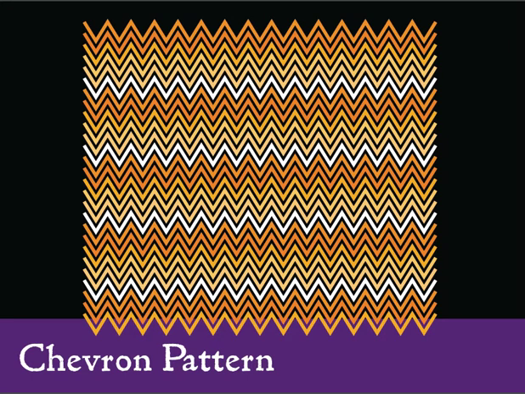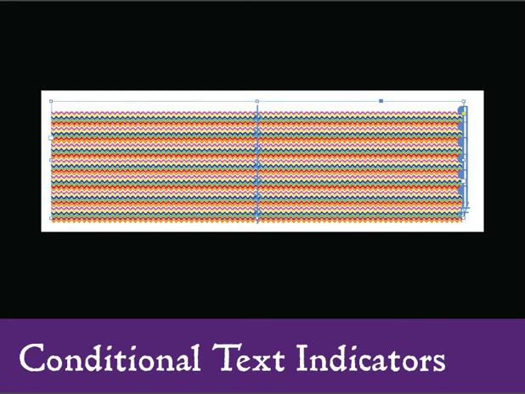This is a Chevron pattern, and this is a pretty popular pattern right now in home furnishings and fashion design. And I made this using conditional text indicators. So what you do is you draw out a text frame, do a right indent tab, which is Shift Tab, and copy and paste that a bunch of times, and probably going to need to tighten up the leading.